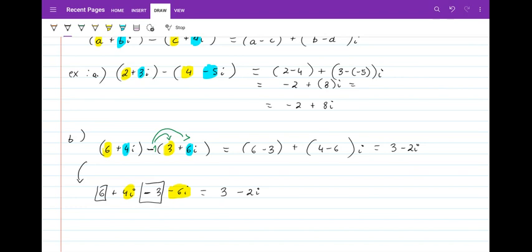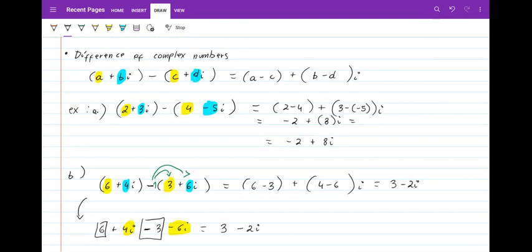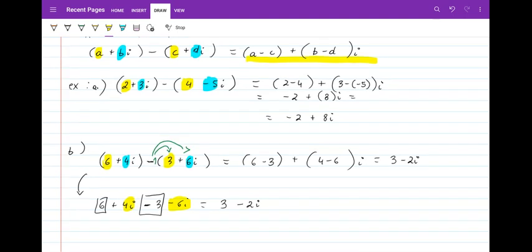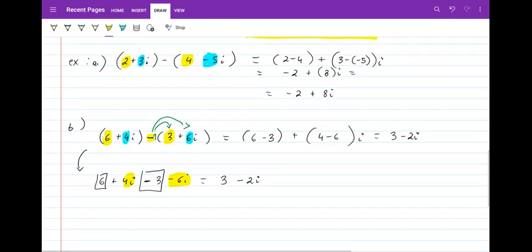It's up to you how you want to approach it. You can just follow the rule of difference of two complex numbers, or just remove the parentheses. Just remember that the minus in front of the parenthesis means change the sign to opposite and just combine like terms. So you always leave the solution as real part plus imaginary part. So again, this is the same as 3 plus negative 2i.